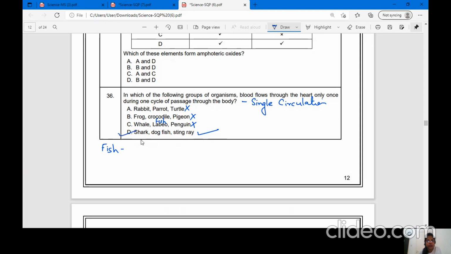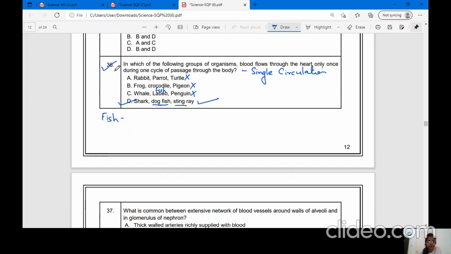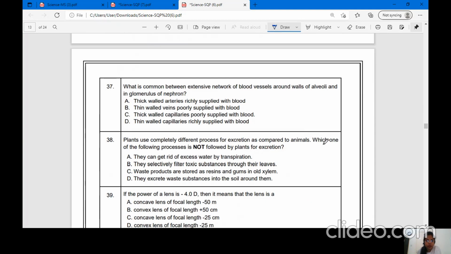So D, here we need to know a different kind of vertebrate, and we have to find out fish, because fish can only show single circulation. So here we have to learn dogfish and stingray. Dogfish is a kind of shark, and stingray. So these are the varieties of fish. So how are you going to rate this question? I think because of dogfish and stingray, it is a little difficult for you. So I'm giving you 1 tick.